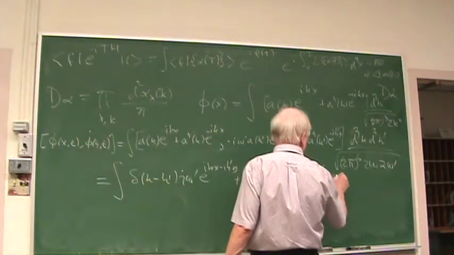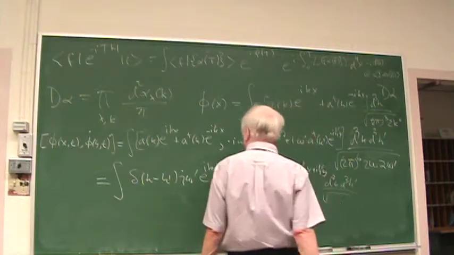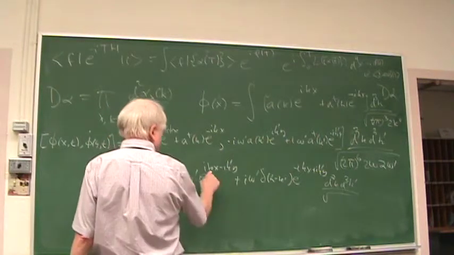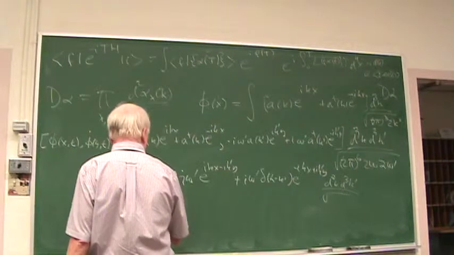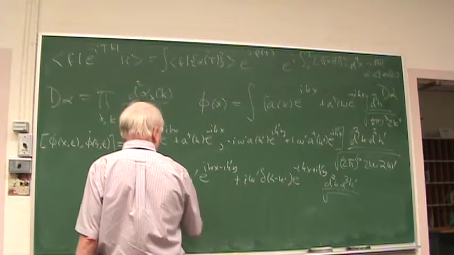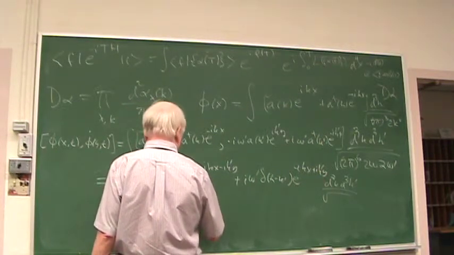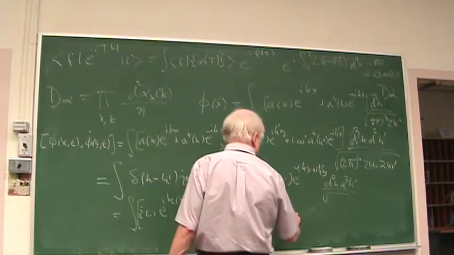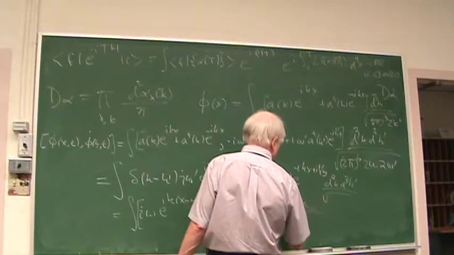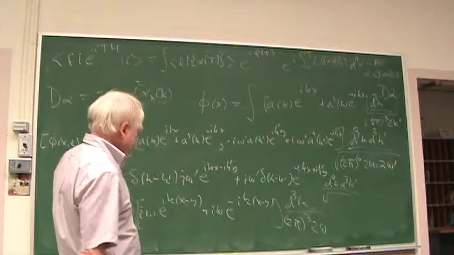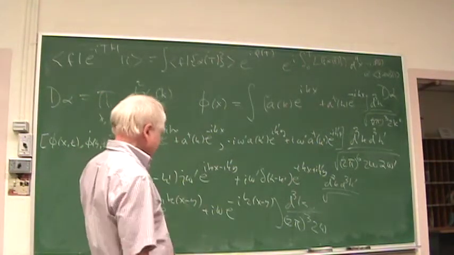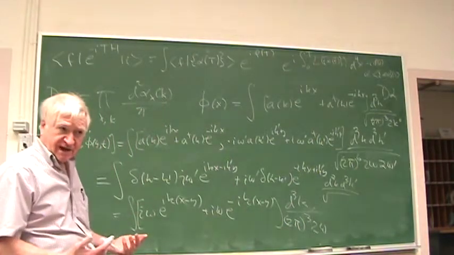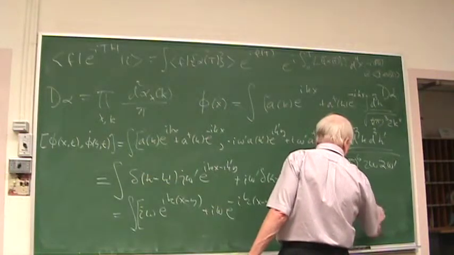And we still have d cubed k prime over this square root. Okay, the delta k minus k prime gets rid of the k prime integration. It moreover sets k equal to k prime. Omega prime becomes omega, so it's i omega e to the i k(x minus y) plus i omega e to the minus i k(x minus y), d cubed k, and now this is (2 pi) cubed, 2 omega. And now you see the omegas cancel, you get a 2 up here, a 2 there. d cubed k over (2 pi) cubed is the three-dimensional delta function. And so this is i delta cubed of x minus y.